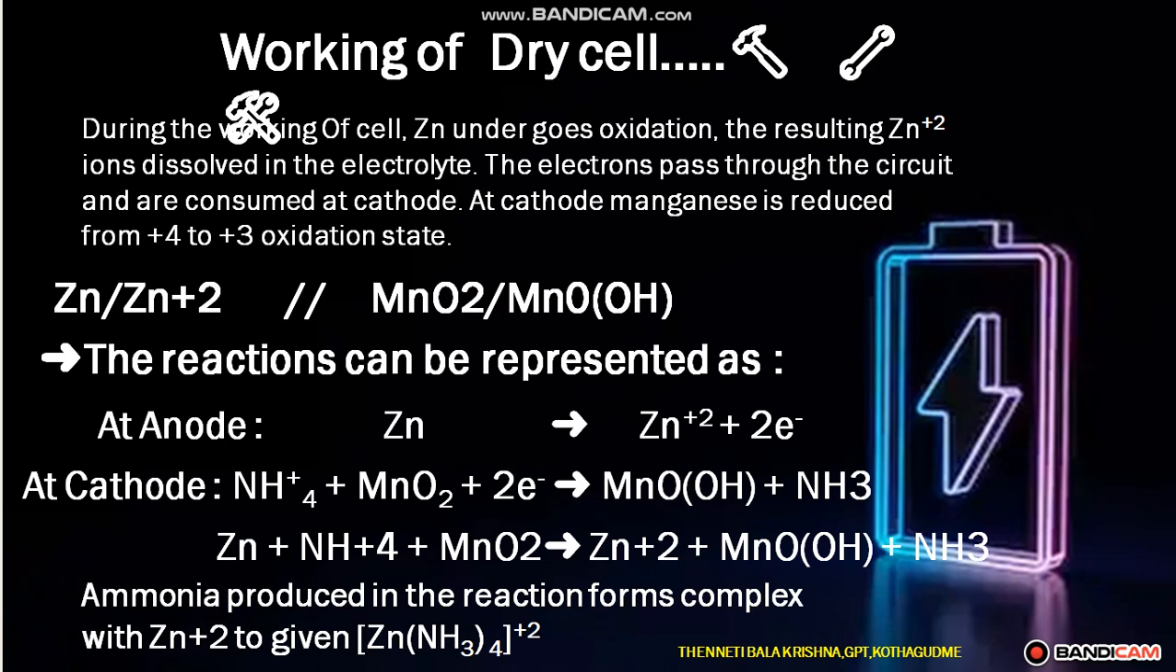Manganese oxide acts as a cathode. Zinc acts as the anode, which means it is ready to participate in the oxidation reaction. Using the cell notation, zinc is converted to zinc plus 2 at the anodic part.